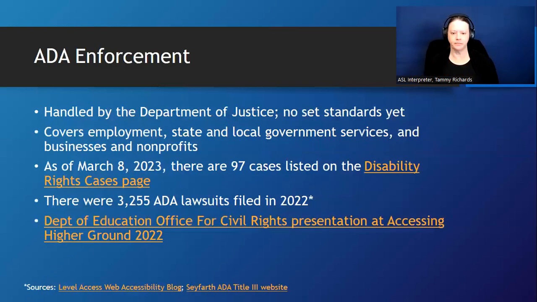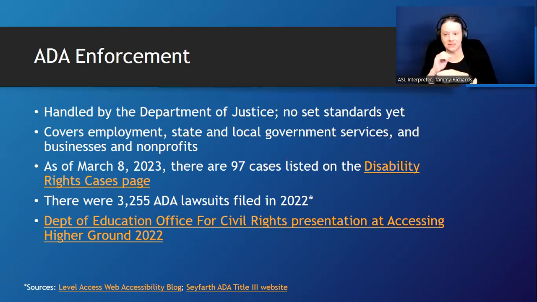Now, the ADA is a larger topic. The reason for that is, A, it's handled by the Department of Justice. And as I mentioned earlier, there aren't any set standards yet. Instead, they usually go by either public complaints or concerns, or if an actual case is filed, in which case they'll go to the problematic organization and either offer guidance, or in the case of a court case, it might be settled with providing a requirement to either meet a certain kind of standard or to fix a certain issue according to the requirements of the complaint. It covers employment, state and local government services, and businesses and nonprofits.